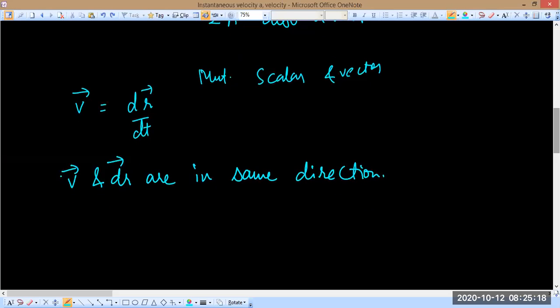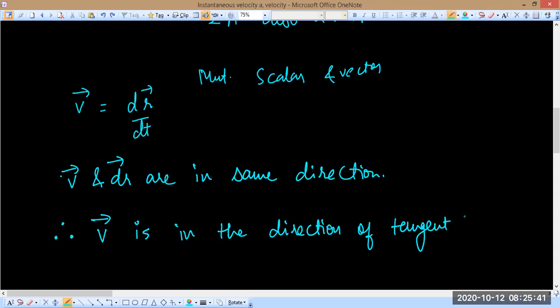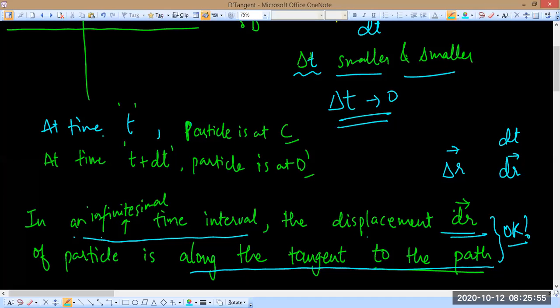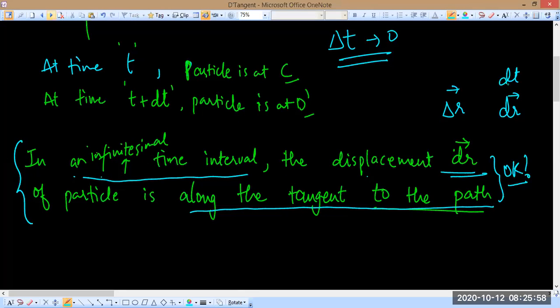So v vector and dr vector are in same direction, right? But earlier we wrote that dr vector is in direction of tangent to the path. Therefore, v vector is in the direction of tangent to the path. Is this sentence clear? Based on what we wrote on previous page. Based on this, I'm writing this.